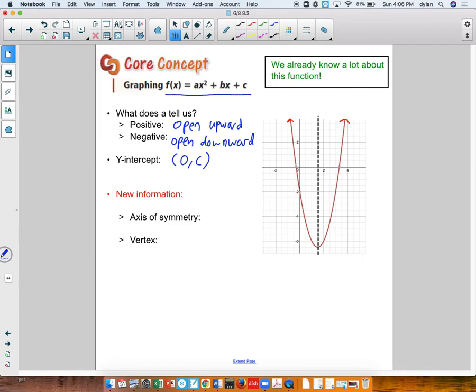So now we have two new pieces of information because the bx term allows us to shift the parabola left and right. But what you'll notice here is the shift is not just the b value. And that's important because that's often a mistake that students make. It's a little bit more complicated than that.